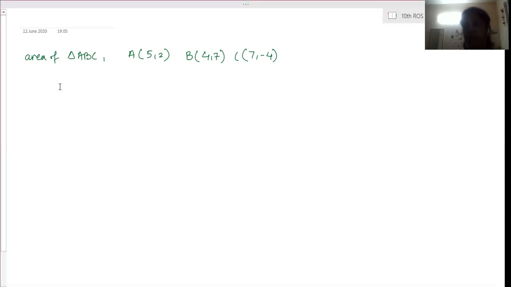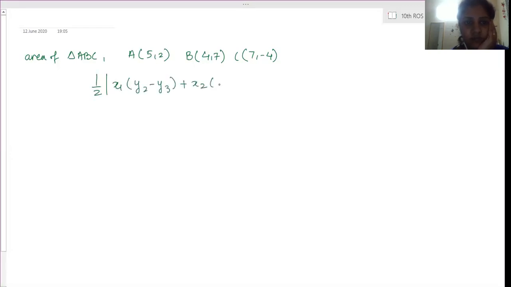What's the formula? Do you remember the formula? 1 by 2 into x1 bracket y2 minus y3, plus x2 bracket y3 minus y1, plus x3 bracket y1 minus y2. Yes, right. Very good, Mary.